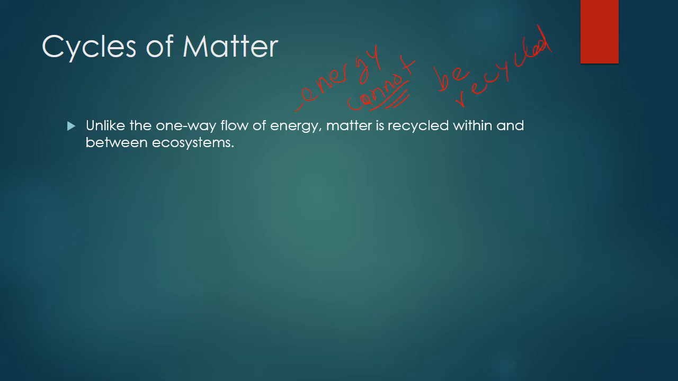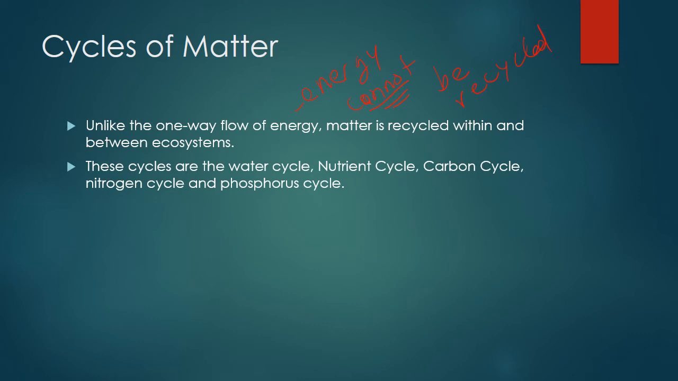Now, energy cannot be recycled. However, the atoms that hold that energy in the bonds are recycled, because if not, we would run out of carbon, hydrogen, oxygen atoms like we talked about before. These cycles are called the water cycle, the nutrient cycle, the carbon cycle, the nitrogen cycle, the phosphorus cycle. These are all the ways that our environment recycles all of these atoms that we need to build new sugars, new plants, new proteins.